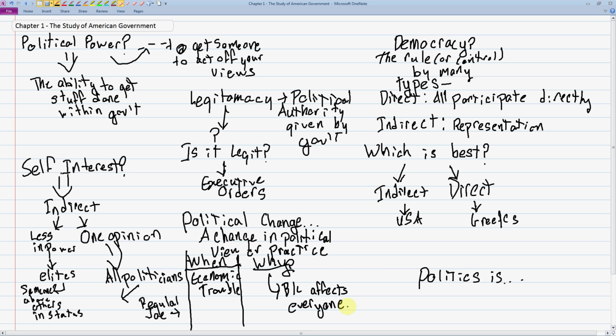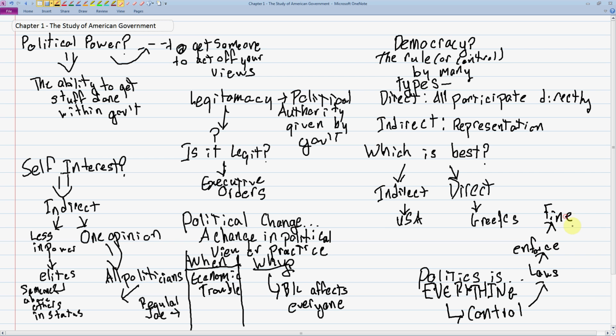So what does this really tell us about politics? Politics, in one word, is everything, in that it can really control everything, whether through laws or enforcement, fines, it really does control everything.